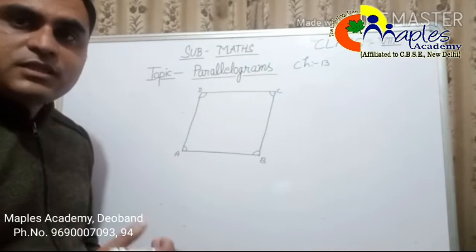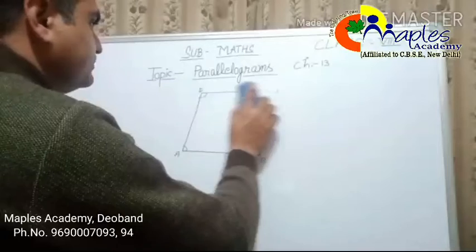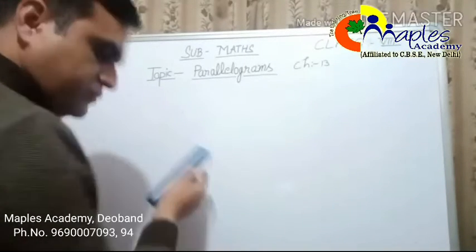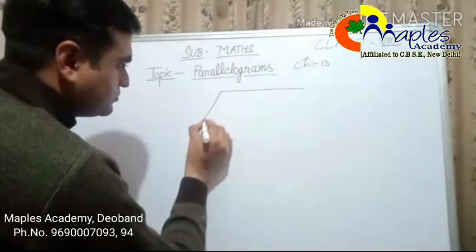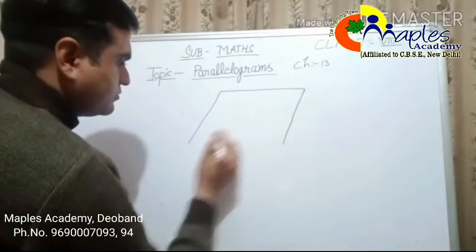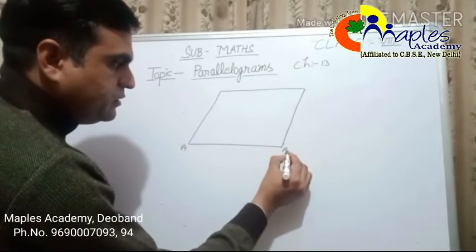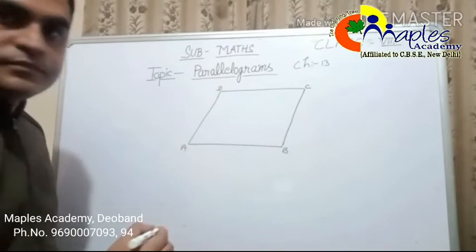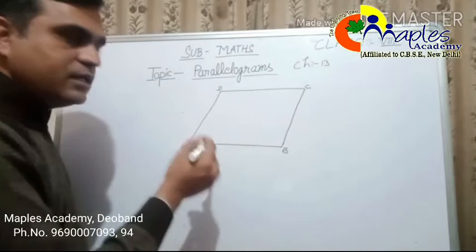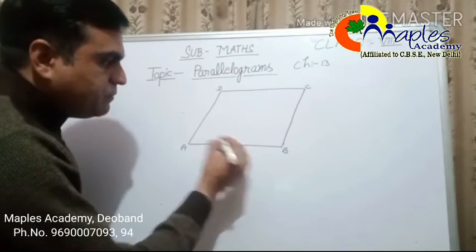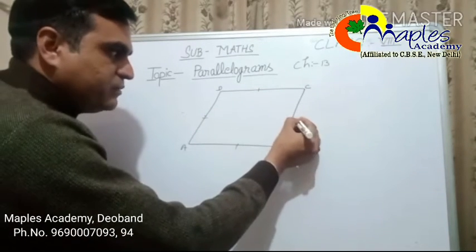Okay, so parallelogram is a type of quadrilateral. Now we understand what is a parallelogram. For understanding the parallelogram, first we have to draw a figure. I am writing the names A, B, C and D. Parallelogram is a quadrilateral in which opposite sides are equal and parallel. Means AB is equal to CD and AD is equal and parallel to BC.